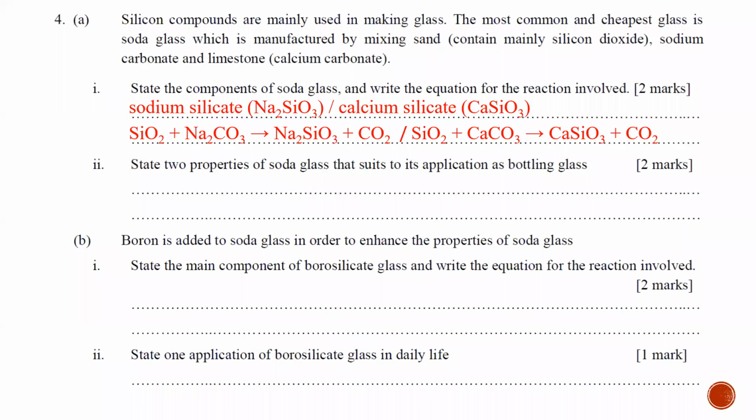Number 2, state 2 properties of the soda glass that suit its application as a bottling glass. You can say that it is chemically inert, it has low heat expansion, or it has a low melting point, or it is resistant to corrosion by acid and base. We can even include these inside your answer.